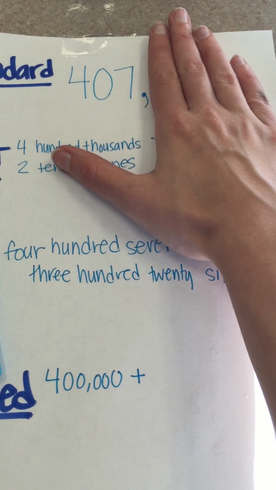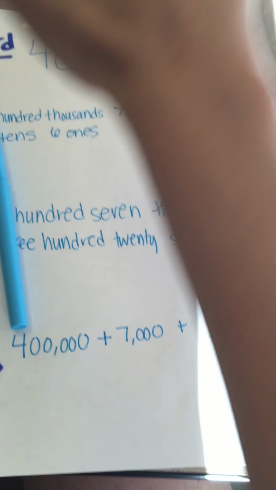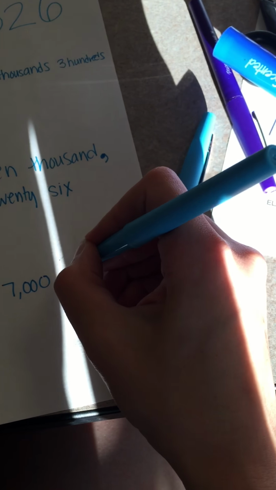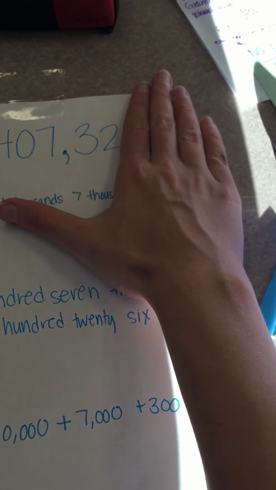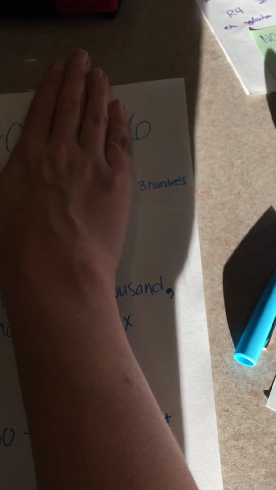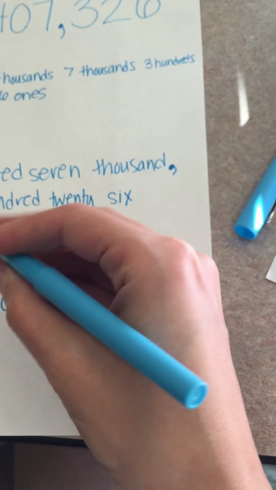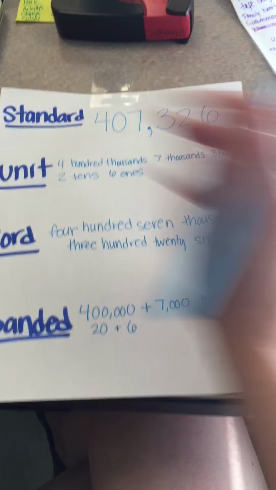Next, thousands. Okay, we have 7. We're going to put zeros for the rest. 7,000 plus. Next, we have a 3 in the 100 spot. We're going to put zeros for the rest. 300 plus. Next, we have a 2 in the 10 spot, so we're going to put plus 20 plus. Can you see it? 6 in the 1 spot. That is what expanded form looks like.